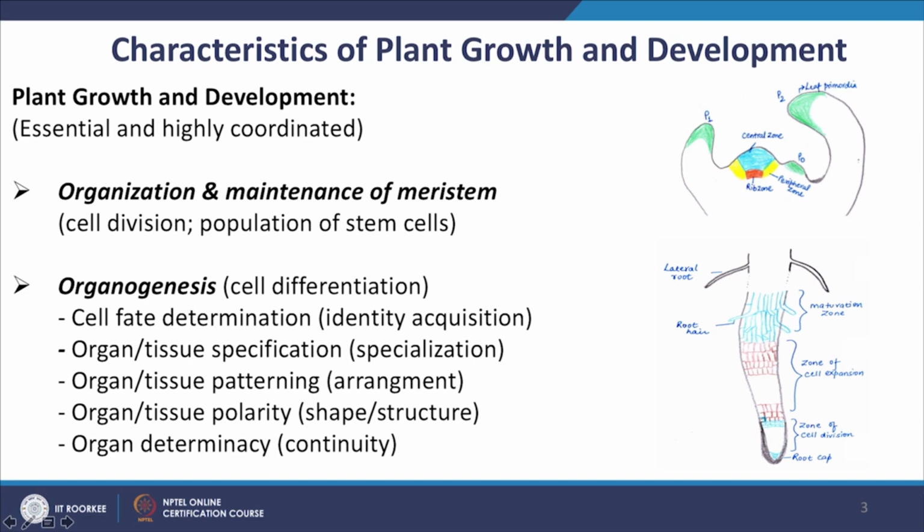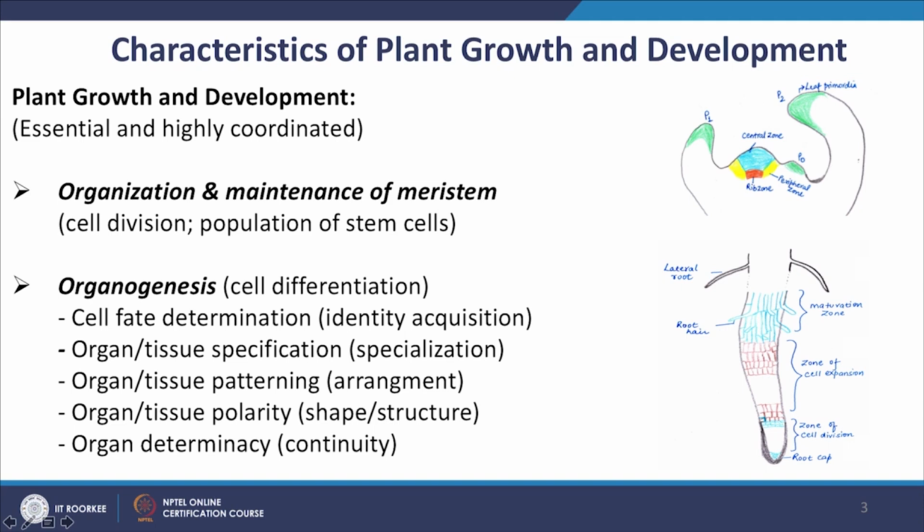Then the next thing being ensured is the patterning. The tissues are always patterned in a proper manner; there is a fixed pattern of the tissues. For example, epidermis is the outer layer, so it will always remain as the outer layer. The layer just below the epidermis has to be cortex or hypodermis, depending on the tissues. And then another interesting thing that happens during development is polarity.